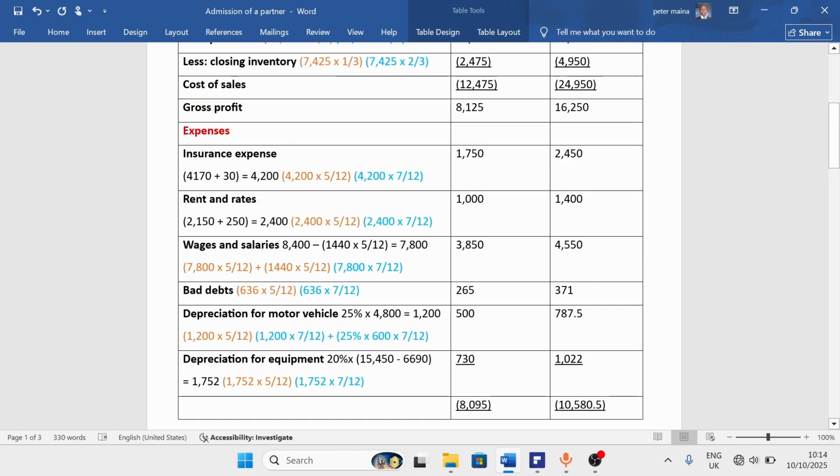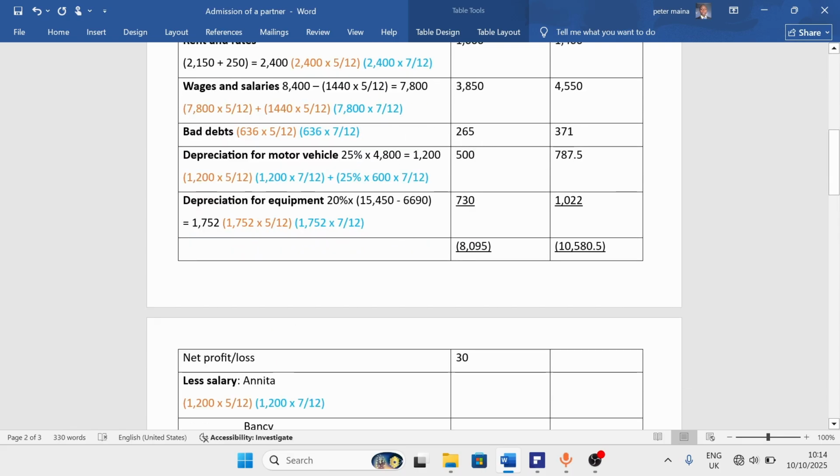Then go to the second period, take the gross profit 16,250, deduct total expenses 10,580.5. That gives us a net profit of 5669.5.